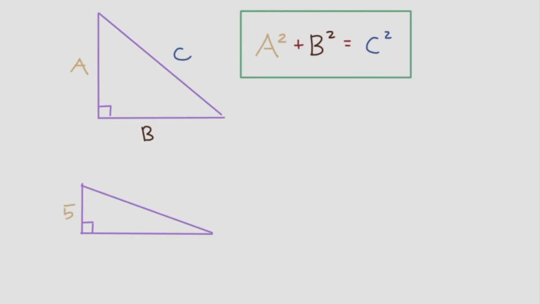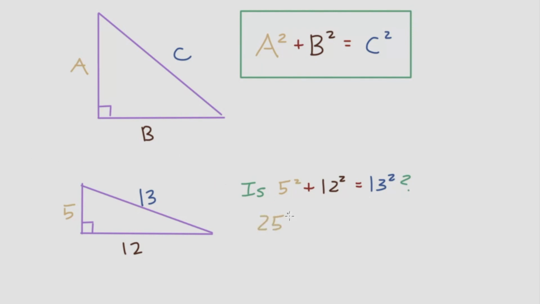Let's test this with another example. Let's say, for example, we have a right triangle with legs 5 and 12 and this hypotenuse 13. Let's see if this works. The question is, is 5 squared plus 12 squared equal to 13 squared? How would we know? Well, we know how to square. We can just square it out, right?